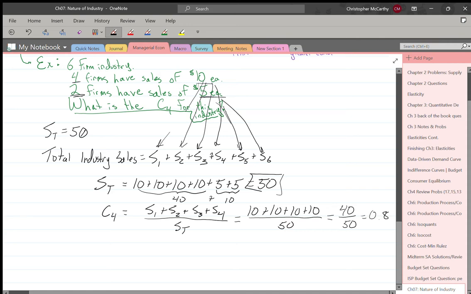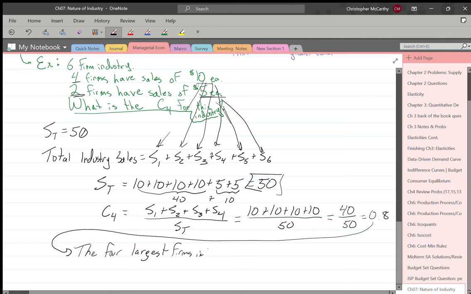So relatively concentrated. How would we talk about this in words? We would say that the four largest firms in the industry account for 80% of the total industry output.